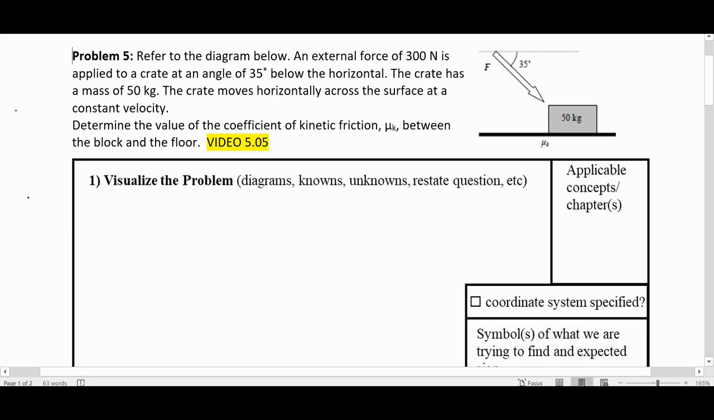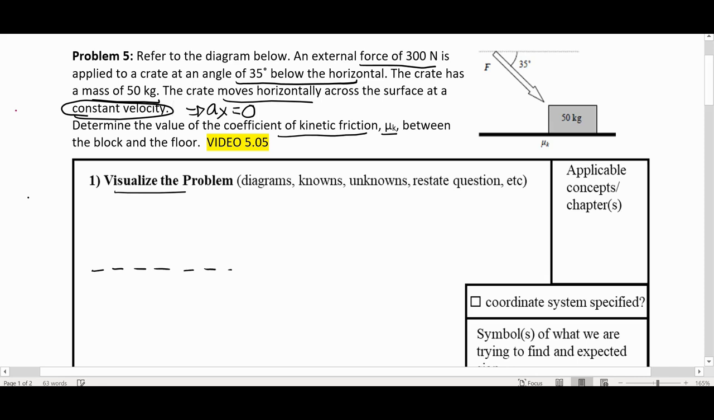In this question, an external force of 300 newtons is applied to a crate at an angle of 35 degrees below the horizontal. The crate has a mass of 50 kilograms and it moves horizontally across the surface at a constant velocity, which means acceleration is zero, because acceleration is the change in velocity over change in time. If an object is moving at a constant velocity, acceleration is just zero. So our objective is to calculate the coefficient of kinetic friction.